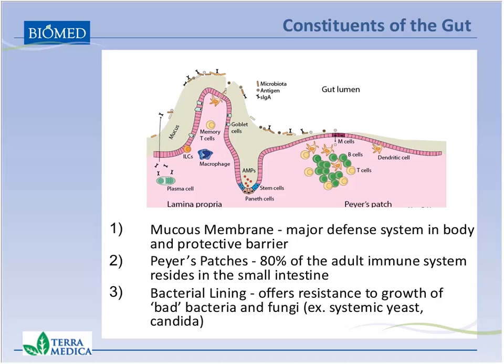The Peyer's patches represent 80% of the adult immune system, and they reside in the small intestine. So again, this is about immune support. And then finally, the bacterial lining offers resistance to growth of bad bacteria and fungi, including systemic yeast and Candida. So the microflora is also really important.